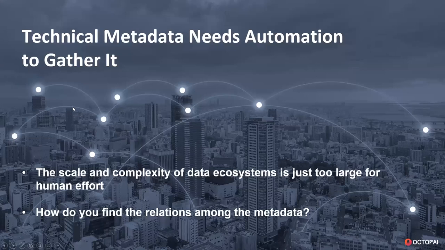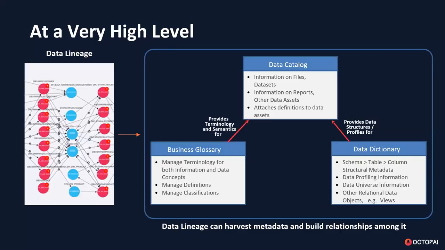Well, you're going to go to automation because you cannot do this manually. The scale and complexity of data ecosystems is just too large for human effort. I have seen it done. It's an enormously expensive, time-consuming effort that gets lots of people angry and doesn't necessarily yield great results, just to get everything documented before you establish the relationships among it. And then how do you find the relationships? This is a really difficult nut to crack, but let's take a look at the next slide and see how you might be able to do it.